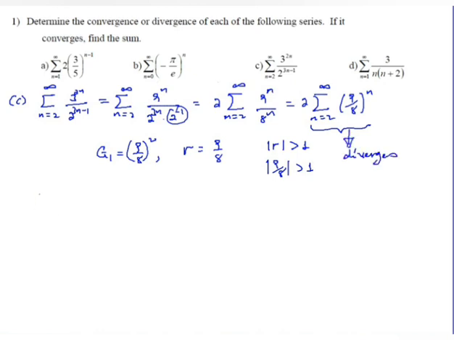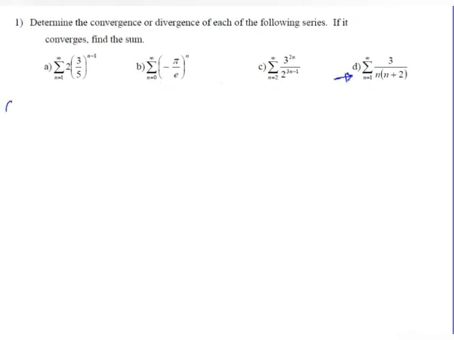Okay, therefore we cannot find the sum. We simply say that the series for n starting from 1 up to infinity of 3 to the power of 2n over 2 to the power of 3n minus 1 diverges. This series diverges. We cannot find the sum.